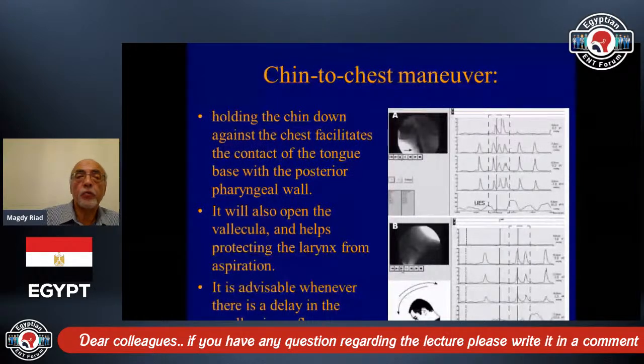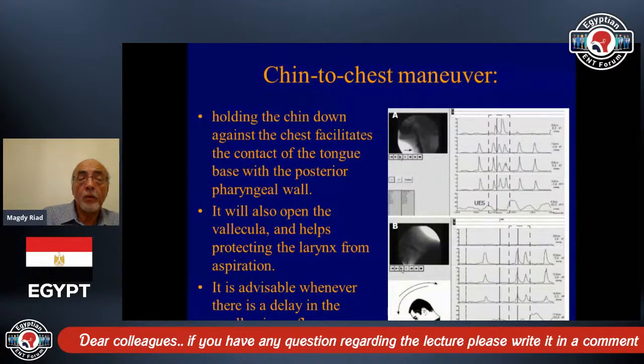It usually takes about 8 weeks of retraining to get some response. And you do various things to improve specific disorders. You could do at least almost a dozen different things to improve. But you need to specify first what is wrong before trying to improve this. One of the things you do, this is very easy, is the chin to chest maneuver. And it's helpful in certain problems. It improves the contact of the tongue with the posterior pharyngeal wall. If you put your head closer to your chest, it opens up the vallecula as well, so accommodates a little bit more of the bolus and prevents aspiration.